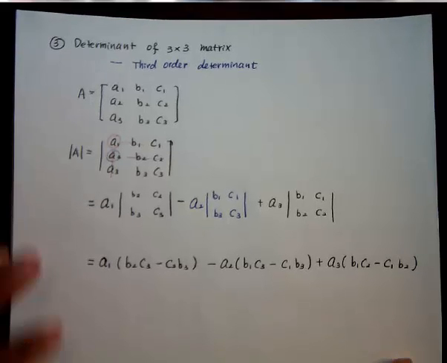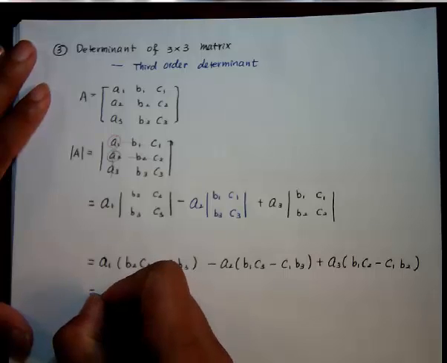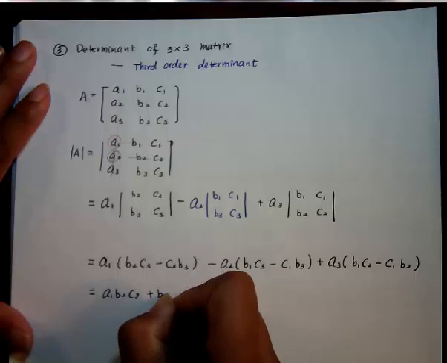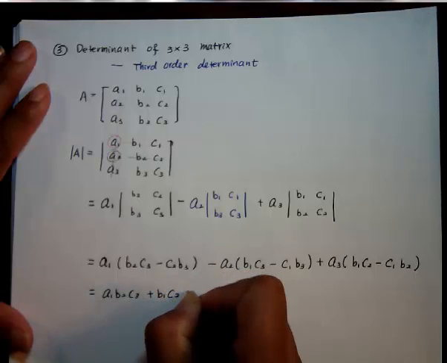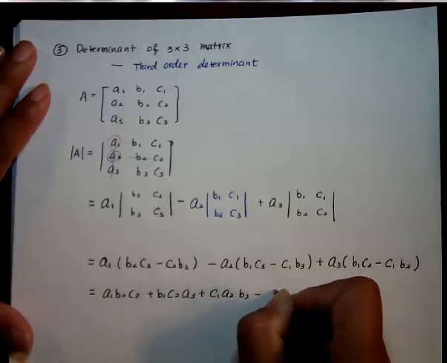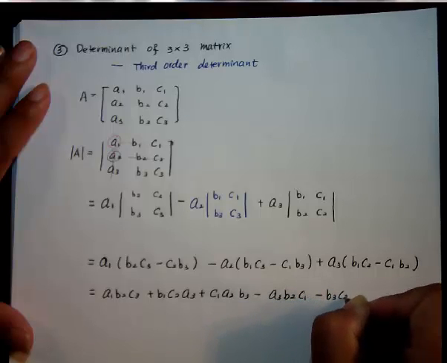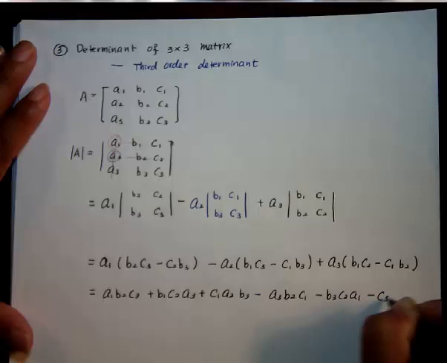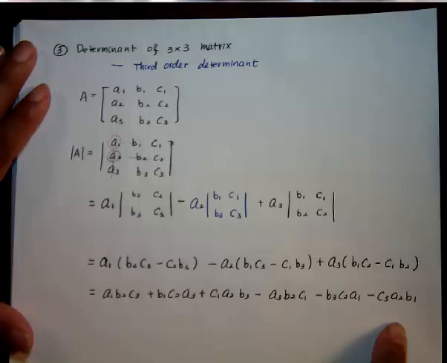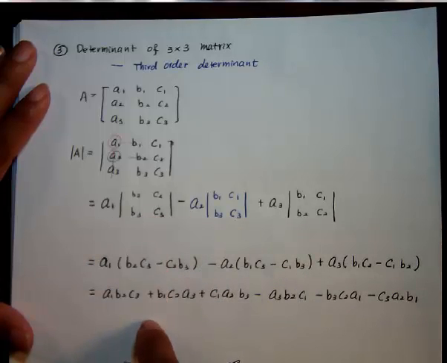If you gather all this information and make some arrangement, then we will get A1 B2 C3 plus B1 C2 A3 plus C1 A2 B3 minus A3 B2 C1 minus B3 C2 A1 minus C3 A2 B1. Because this is very complicated to memorize, but it will be much easier if we understand where it comes from. Right.